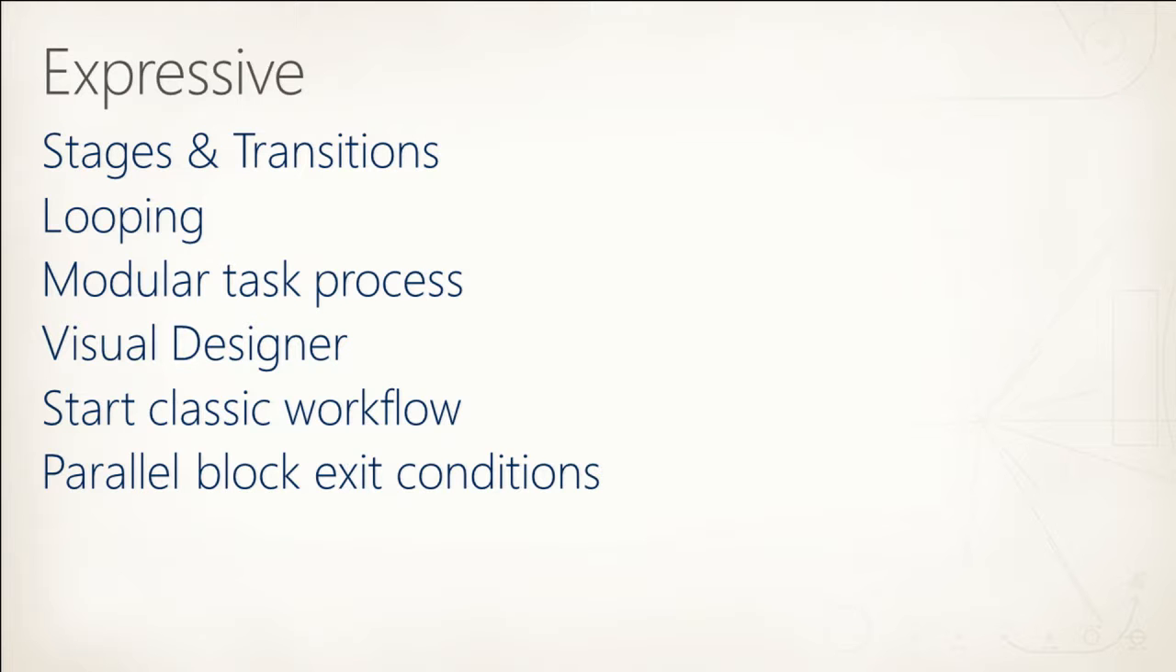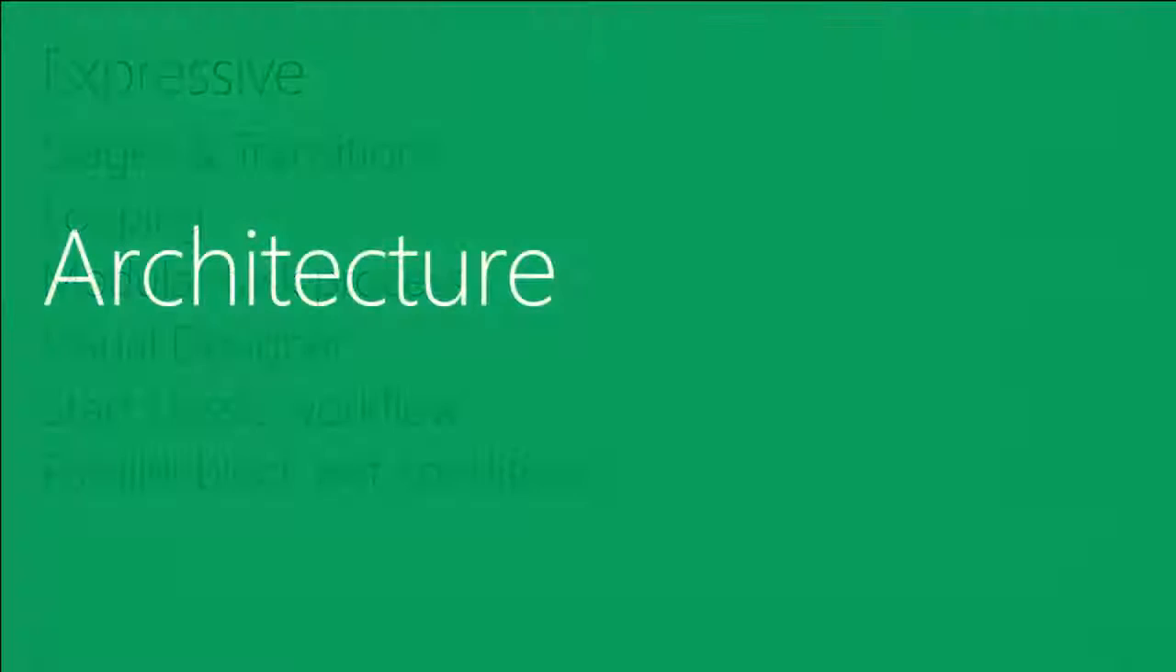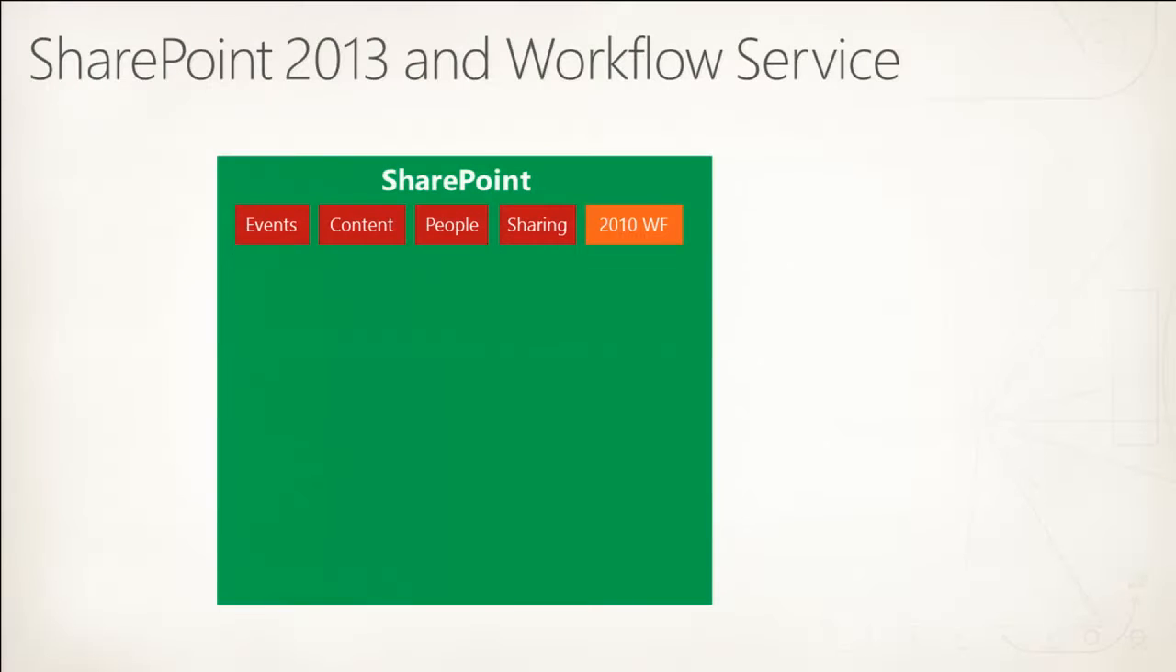And then we also have some improvements in the parallel block where you can easily terminate branches. So let's look architecturally. What's going on? What's new in the engine that makes this possible?